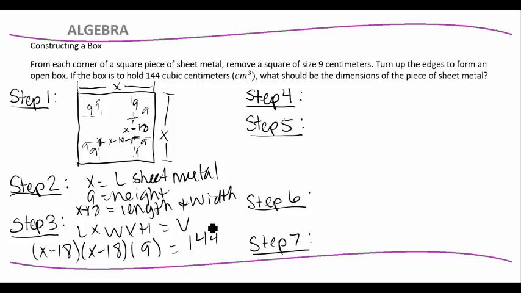Step 4 is to write the equation in standard form. So we're going to move 144 over to the other side of the equal sign. So we're going to have X minus 18, X minus 18, times 9, minus 144 equals 0.